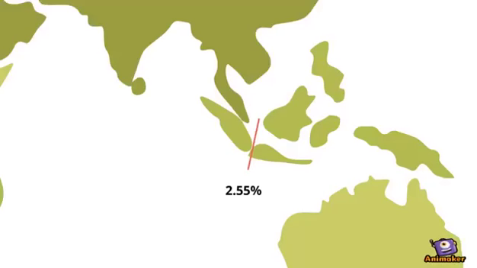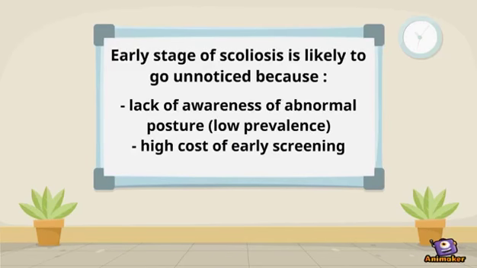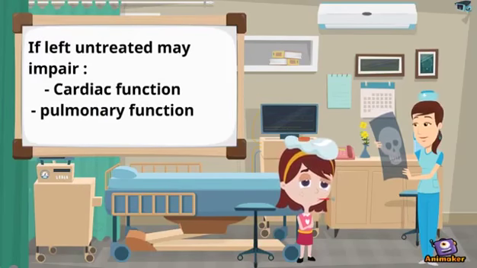Although the prevalence of scoliosis in Malaysia is only 2.55%, which is comparatively lower than other diseases such as osteoarthritis, the early stage of the deformity is usually likely to go unnoticed because of lack of awareness about abnormal posture and the high cost of early screening. If scoliosis is left untreated, it may not only affect the normal development of spinal growth but also the development, size and shape of the thoracic cage, which in turn may impair the cardiac and pulmonary function of the subject.